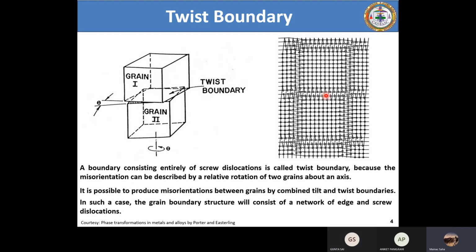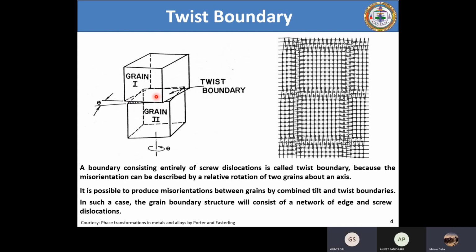So what did I say? The misorientation axis is parallel to the grain boundary plane in a tilt boundary. But here, what is the case? The misorientation axis is normal to the grain boundary plane. Earlier, the misorientation axis was parallel to the grain boundary plane. This one, perpendicular to the grain boundary, is called a twist boundary. So this is how you separate between a tilt and a twist boundary.